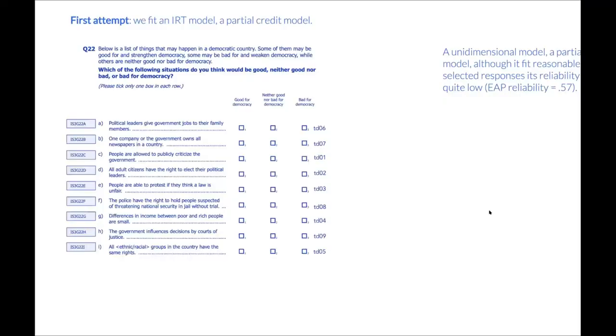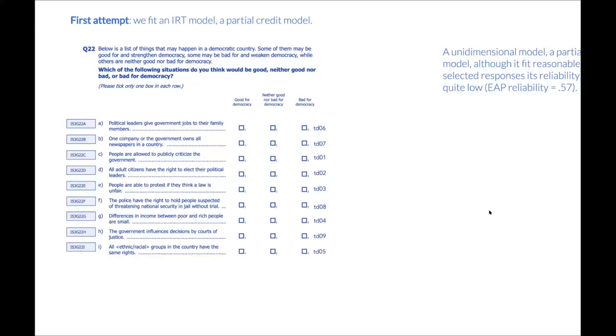So this is the set of items that the students were answering. And the main problem that we have is that we took all of those, we scored them in the direction that we needed to. And once we applied a partial credit model, the reliability was really, really low. It was 0.78.